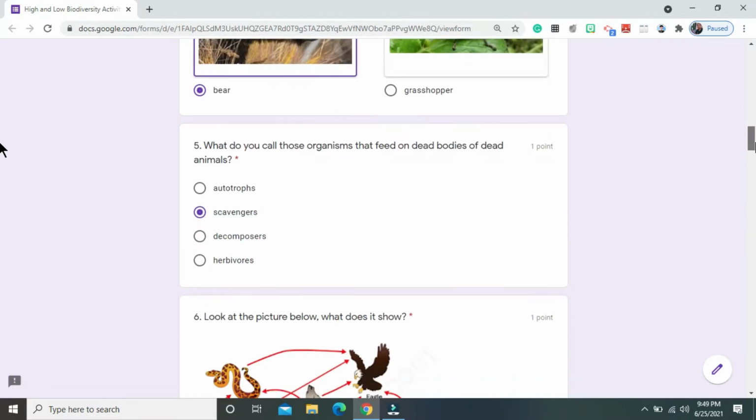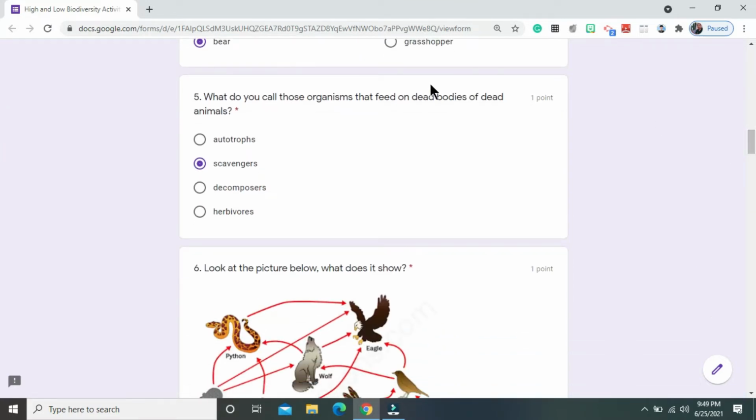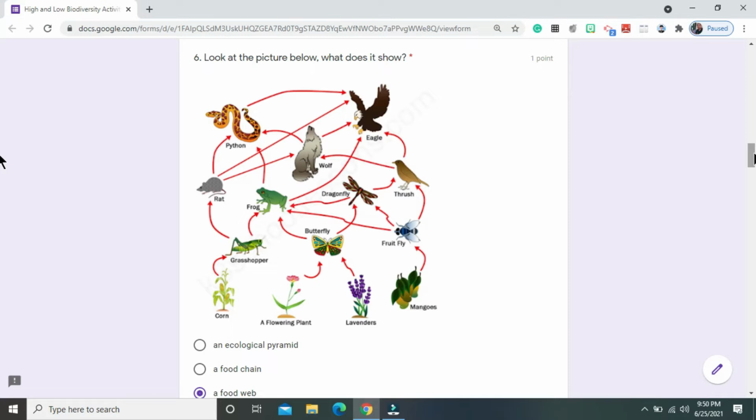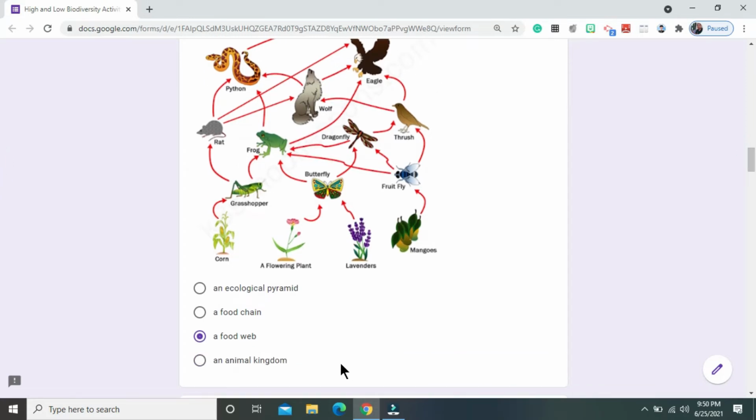Question number 5. What do you call those organisms that feed on dead bodies of dead animals? The correct answer is scavengers. Question number 6. Look at the picture below. What does it show? The correct answer is a food web.